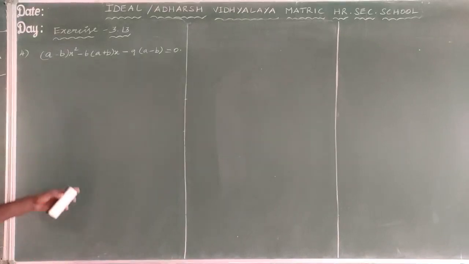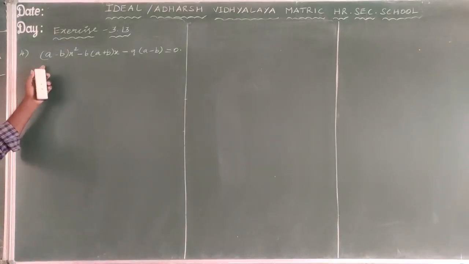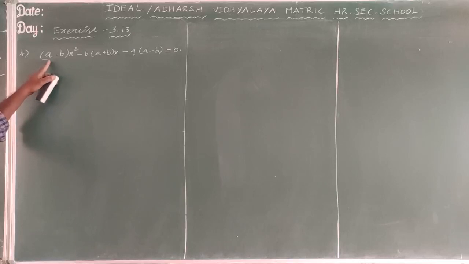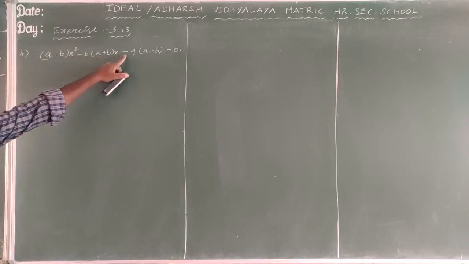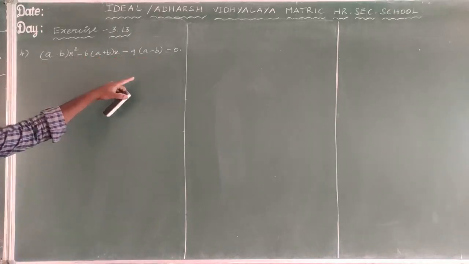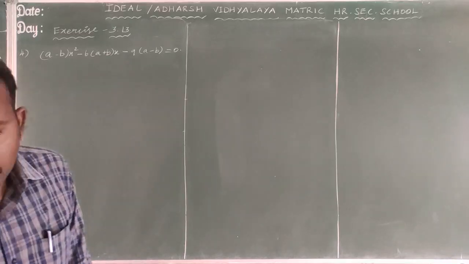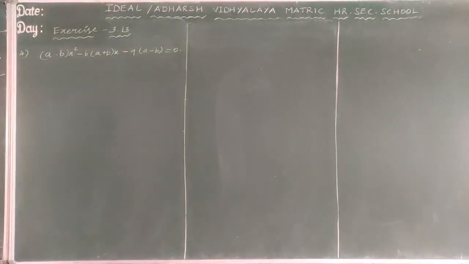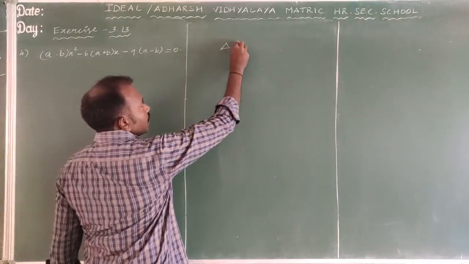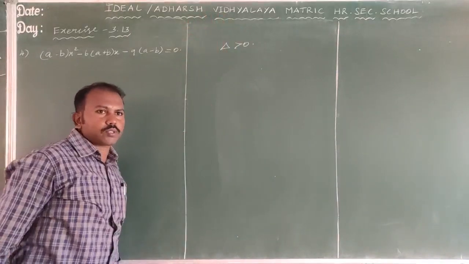Next one, for the sum. If a, b are real, then prove that the roots of the equation a minus b into x square minus 6 into a plus b into x minus 9 into a minus b is equal to 0 are real and unequal roots. That is, real and unequal roots. So if they ask us to prove real and unequal, then they have asked us to prove that the discriminant is greater than 0.